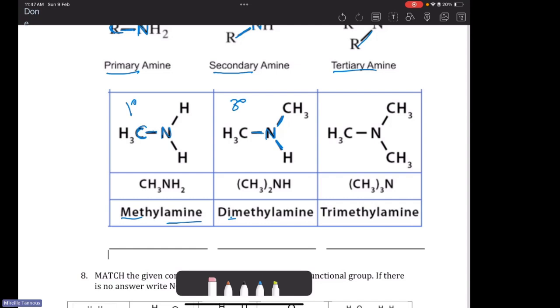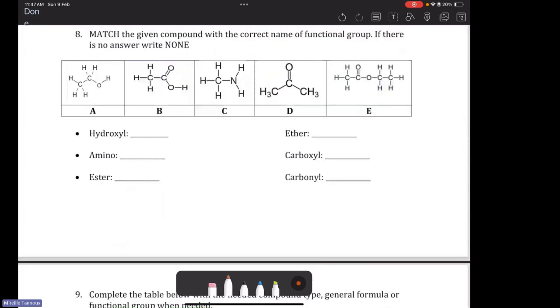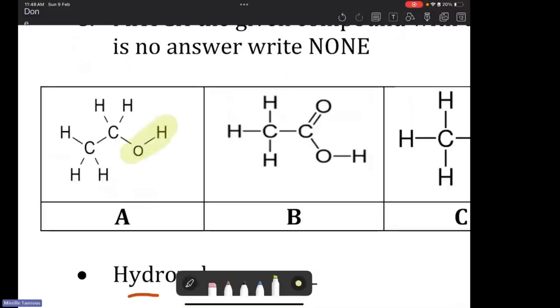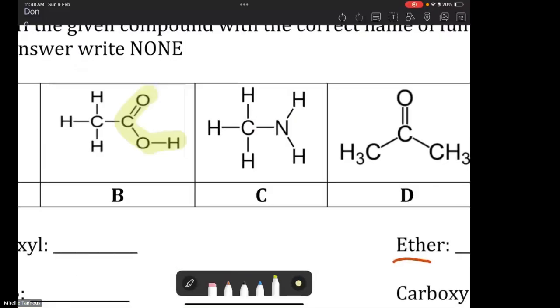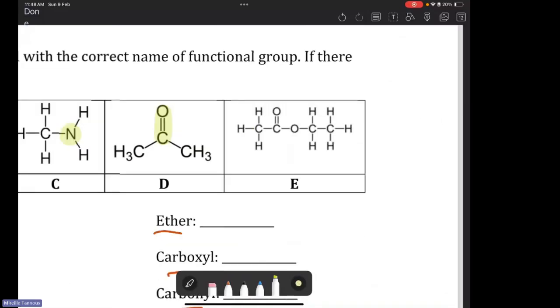Oh, wait, sorry. This N is connected to 2 carbons only. That's a hydrogen. So that's a secondary amine. And here N is connected to 1, 2, 3 carbons. That is a tertiary amine. Okay? Now again, let's mix up the functional groups. Before you start reading and answering, highlight the functional group. This is the functional group in every compound.